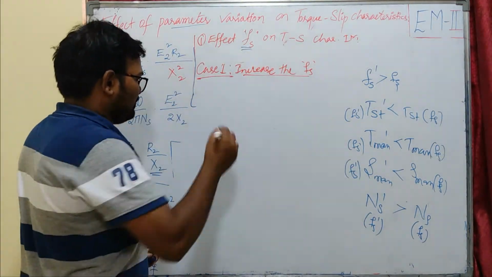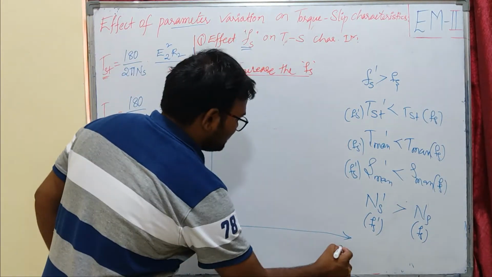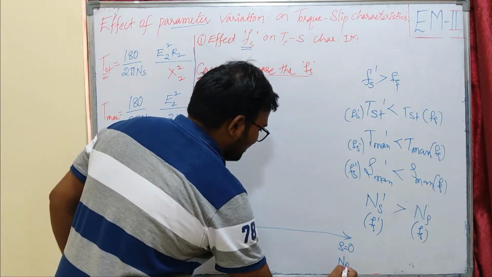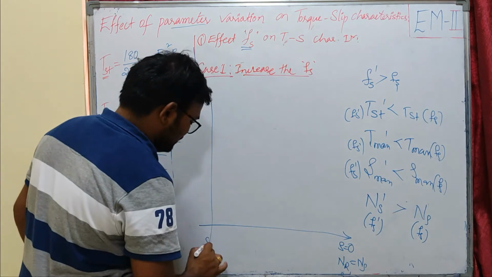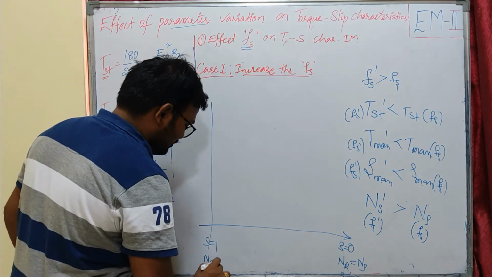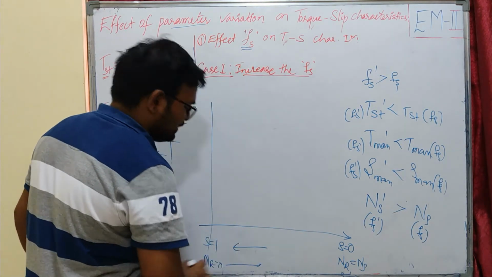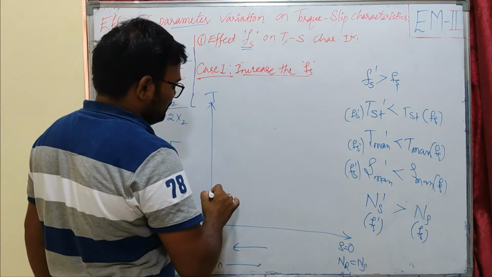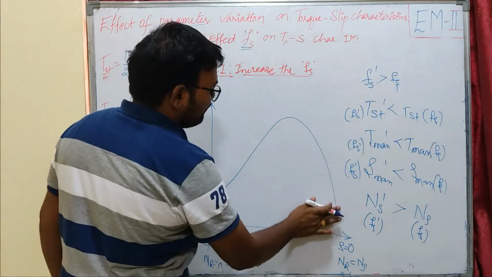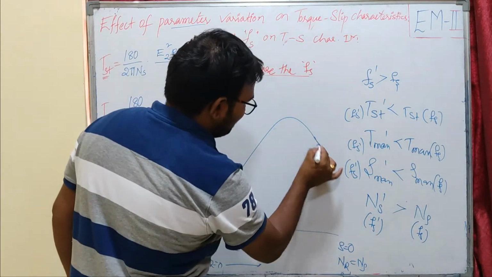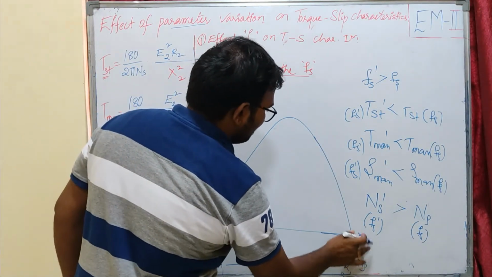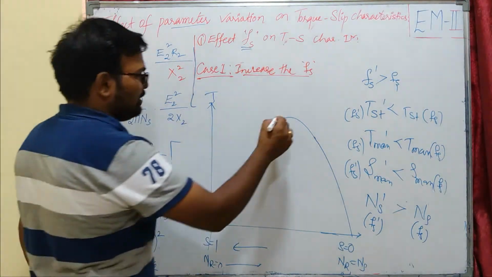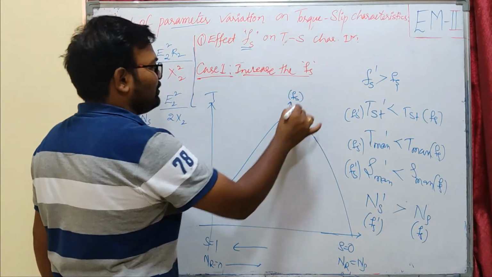Now this is my slip at 0 and our NR will become Ns. This is my slip at starting, which is 1, with NR equal to 0. My speed is increasing and slip is reducing. This is my torque. Initially the torque slip characteristics before increment of frequency are like this. This is a linear curve. This is my torque slip characteristic with respect to supply frequency.